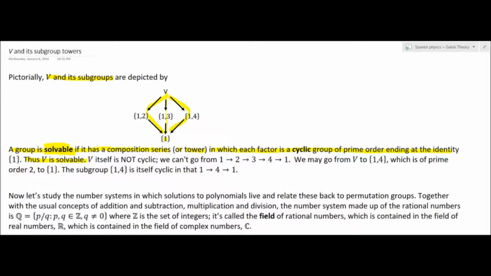Here's a definition that's very important. A group is called solvable if it has a composition series or a tower in which each factor, in this case 1, 2 or 1, 3 or 1, 4, and then down to 1, is a cyclic group of prime order, ending in the identity. So in this case, V meets the definition, V is solvable, and by cyclic group I mean a group that goes all the way around and back to itself.